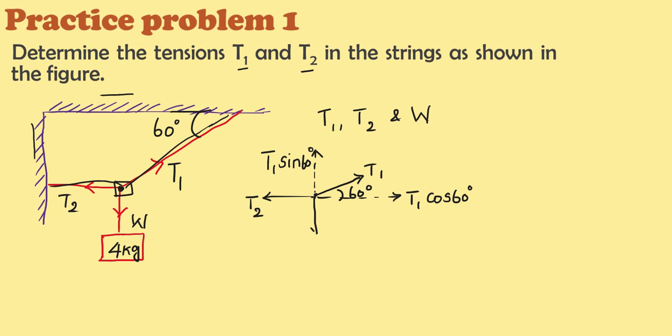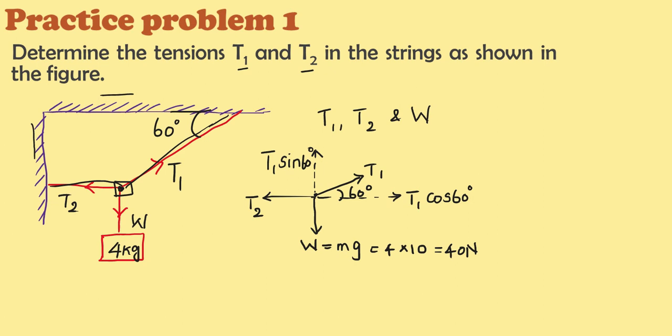And there's a weight force downwards, which is W, which is equal to m times g. M is 4 kg, and g, if you take it as 10 meter per second squared, so it will be 40 newtons. Okay, so now we have to write down the x directional forces and y directional forces separately.